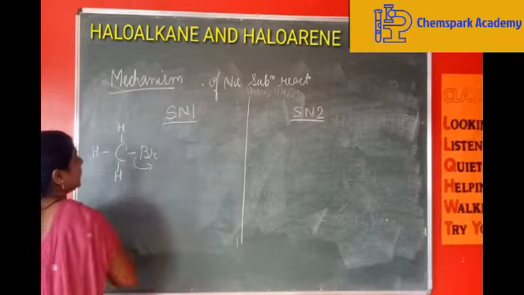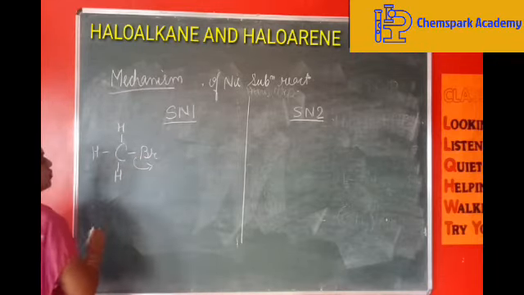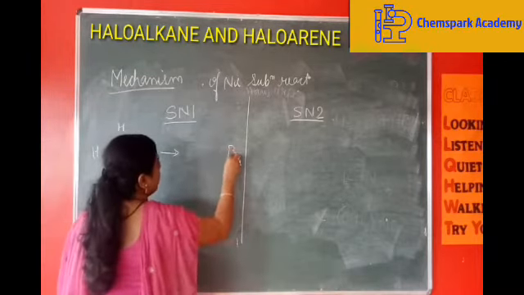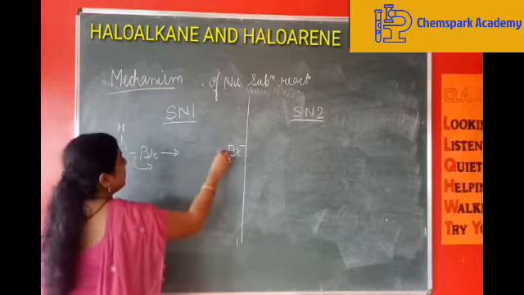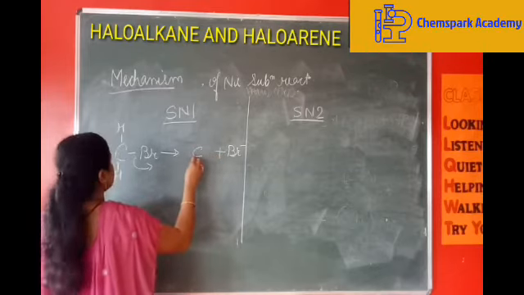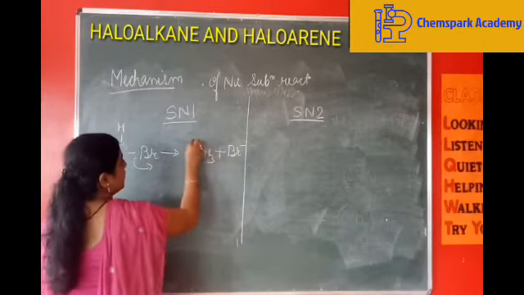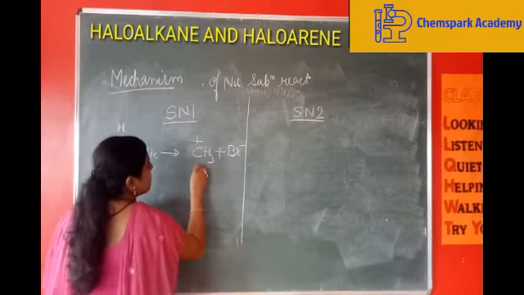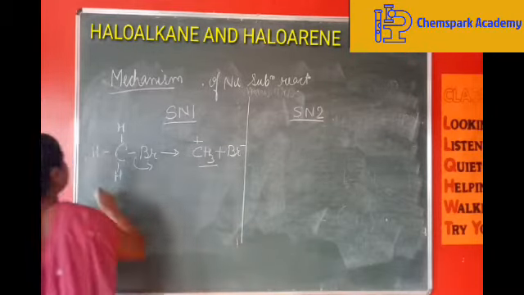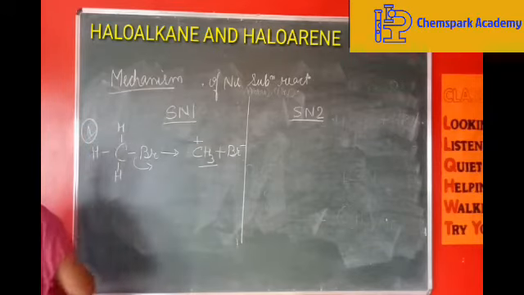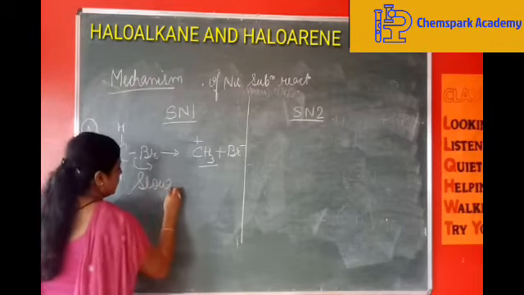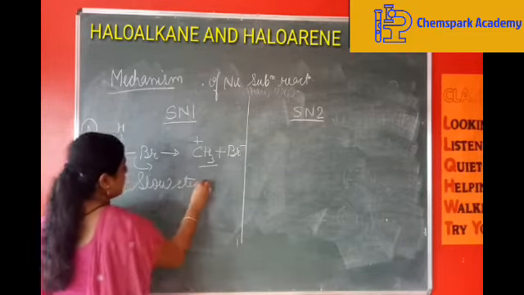This Br will take the shared pair of electrons of this sigma bond, and it will leave the reaction and form Br minus, and we will be left with CH3, and that too with a positive charge. That is, we have a methyl carbocation. This is the first step of the reaction, and it is a slow step.